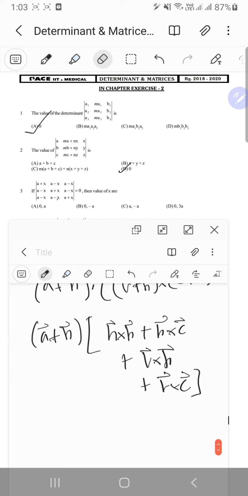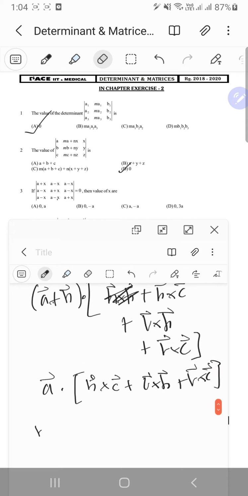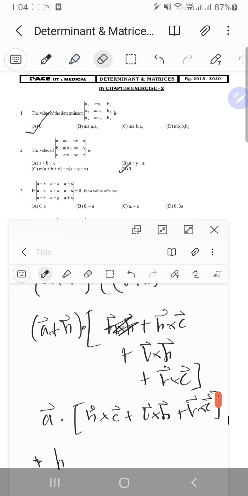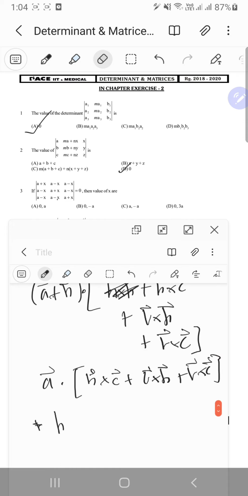Cool. Now put that inside it, so this will be a dot over there. a dot h cross h is 0, so we don't have to worry about that. This will be h cross c plus b cross h plus b cross c, and then plus h dot all that stuff. So these will get zeroed anyway because they are perpendicular to h, so it will just be h dot b cross c. This is a nice thing, right?